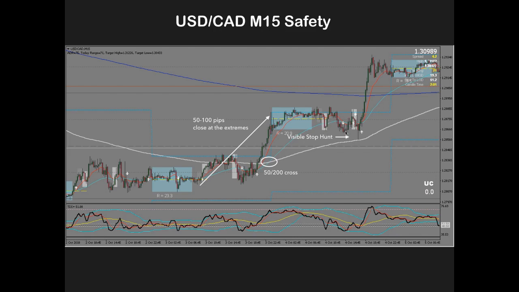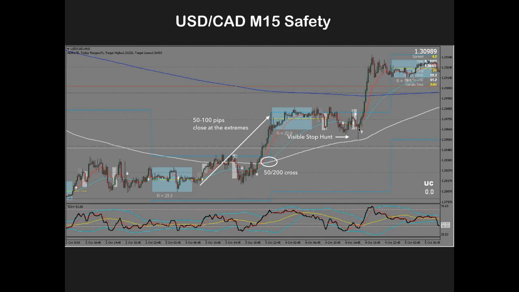Here you could be looking for your entry, and you might have taken an entry here. You might see this as your entry right here, just below the low. But what they did is they came back a third time, and they even wicked the 200 EMA here and took out the lows.